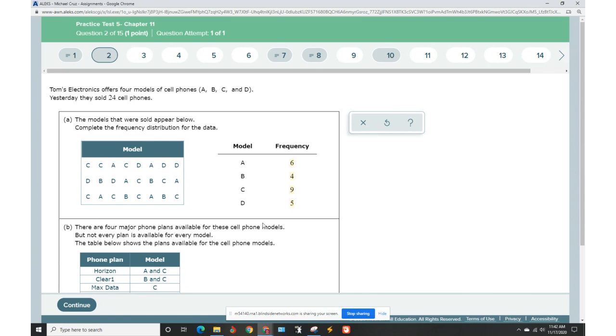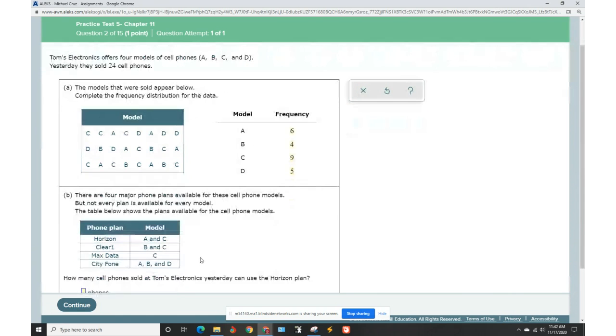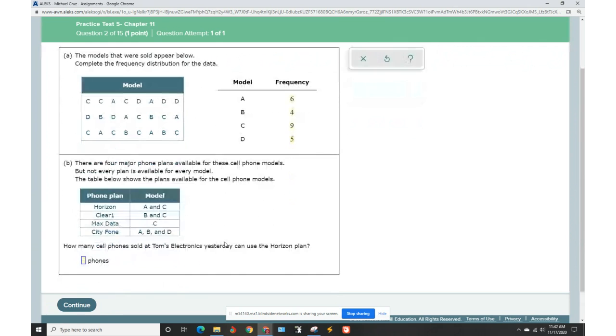Now this is just asking you to look at the different frequencies, because now they're going to talk about phone plans that you can use with the various models, and they want to know how many are in a particular one. So now you're looking at this, and you're going to have to come back up here and look at this. You don't need to look at this anymore now that you have your frequency distribution.